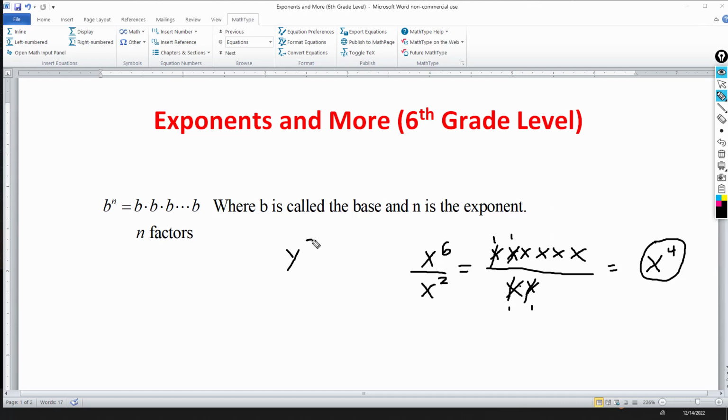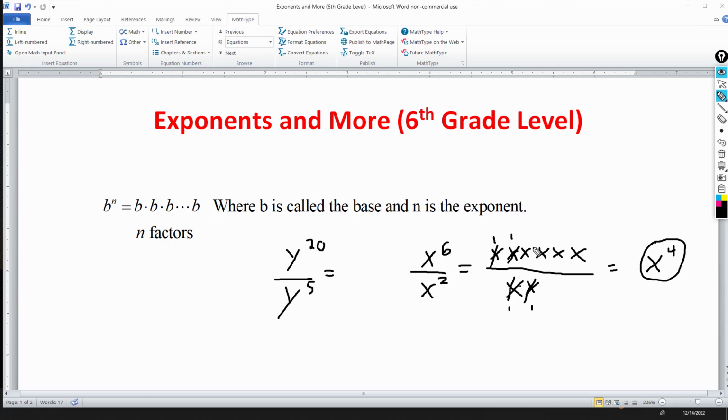So let's pick another variable. Say I have y to the 20th power divided by y to the fifth power. What does that simplify to? If I just want the simplified form of the answer with that variable.